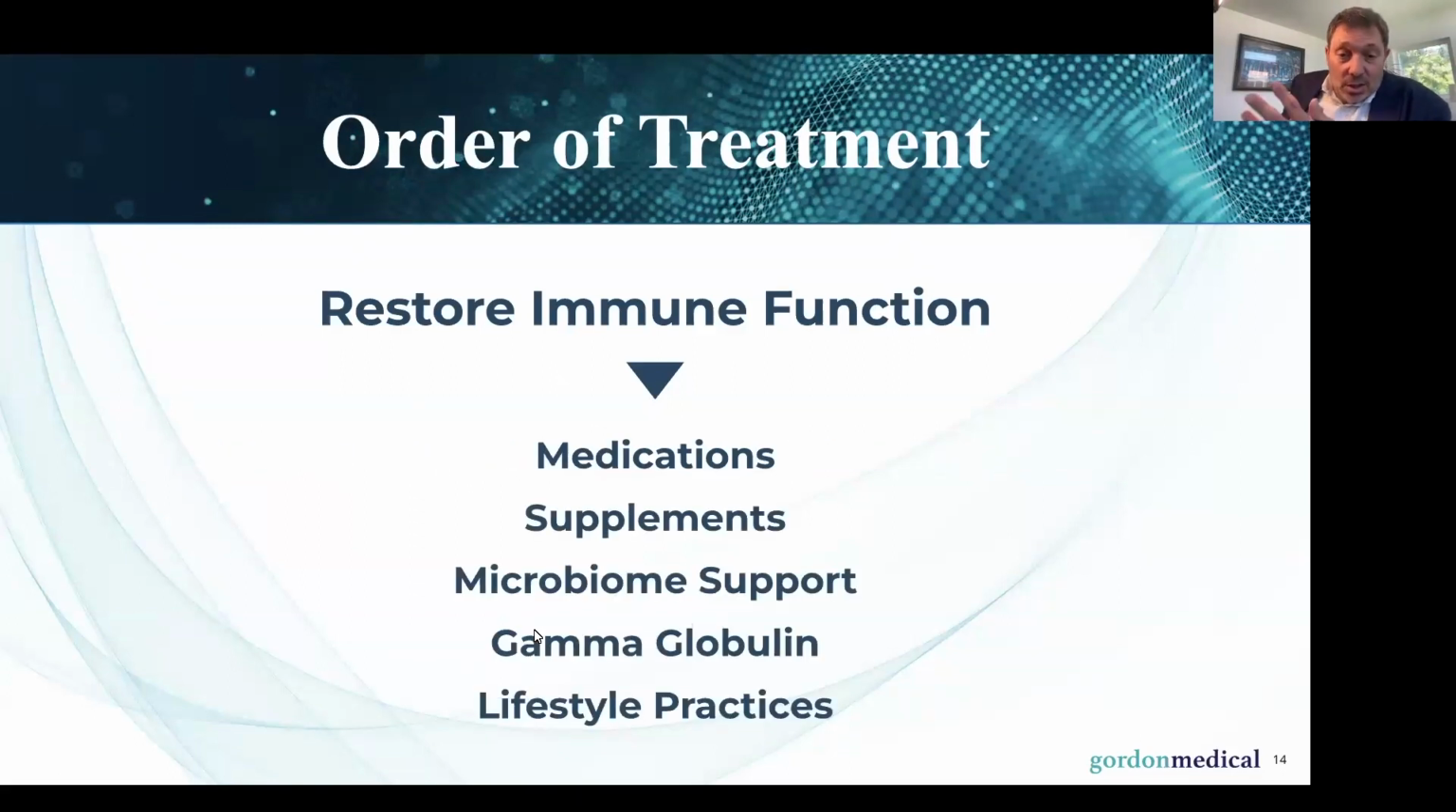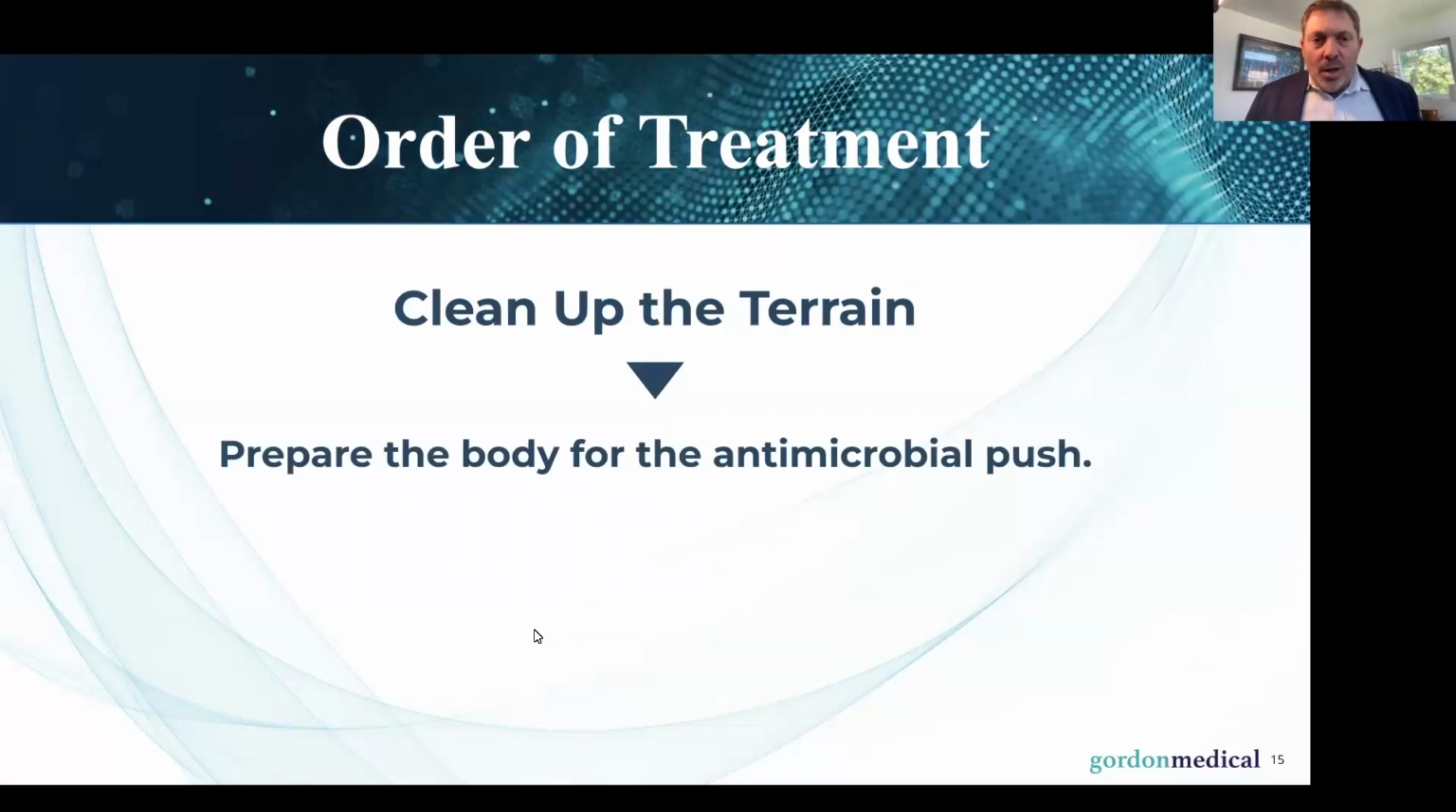In order to do this, like I said, there's medications, there's supplements, there's microbiome support, and there's even things such as gamma globulin, which can be done intravenously or subcutaneously. There's lifestyle practices such as the Gupta method and DNRS, among others, as well as meditation and deep breathing and many other lifestyle practices that I discuss in my book, The Order of Treatment, that describe forms of restoring immune function.